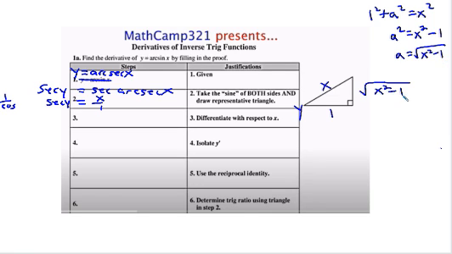All right? So now we need to take our derivative of both sides, all right? And the derivative of secant, if you remember what the derivative of secant is: secant tangent. Yes?